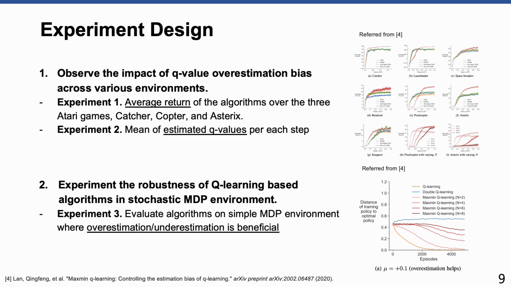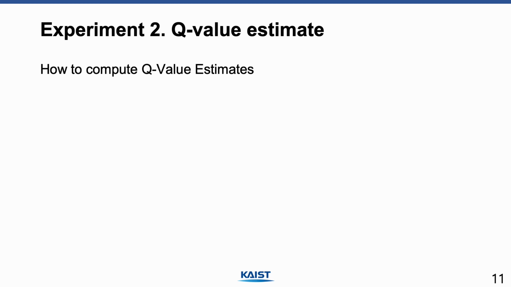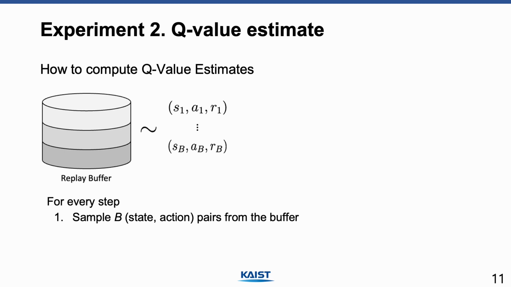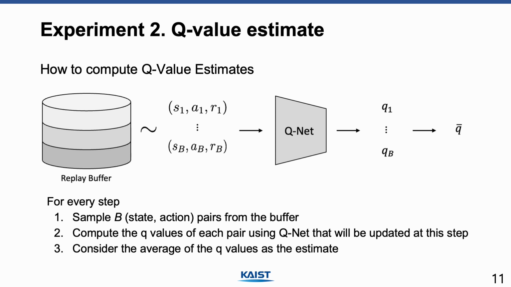We also examine the robustness of the algorithms in a simplified stochastic MDP environment. The average return over 3 Atari games is as follows. NMix performs well compared to DQN, DDQN, and averaged Q-learning, and performs similarly to max-min Q-learning. We also designed the experiment of measuring the mean of estimated Q values. For each step during training, we sample a batch of state-action pairs from the buffer. Then we compute Q values from each QNet in NMix for all the state-action pairs in the batch. We measure the average of these Q values.